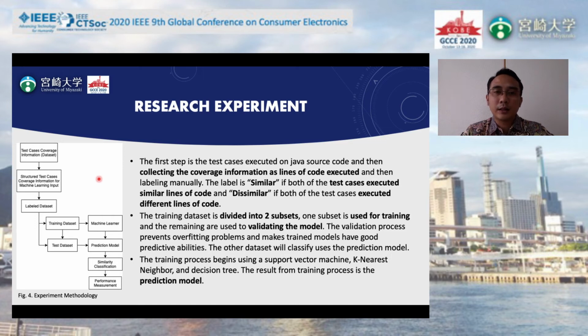The first step is that the test cases are executed on Java source code, and then we collect the information as lines of code executed. After collecting the data, we label it as similar or dissimilar. Similar if both test cases execute similar lines of code, and dissimilar if both test cases execute different lines of code. And the training data set is divided into two subsets. The first is for training and the second is for validating the model.